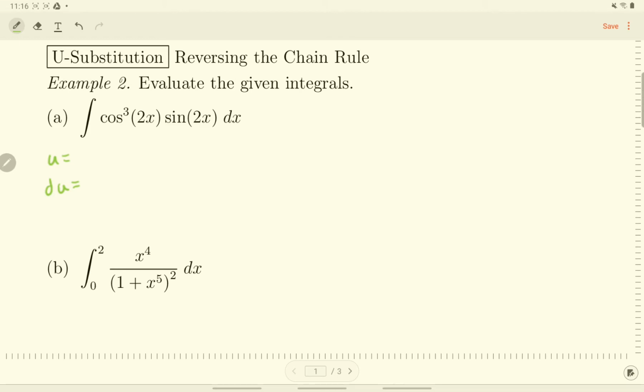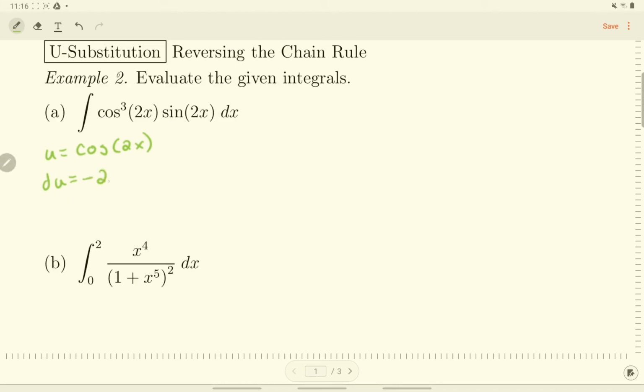Okay, because the chain rule said at the end I multiplied by the derivative, so the derivative should appear somewhere there. So I look here, I see a cosine and a sine. Say, well, I know cosine has a derivative that involves a sine, so maybe that will work. So let u be cosine 2x. Now my du, because of the chain rule, I'm going to get a negative 2 sine 2x.